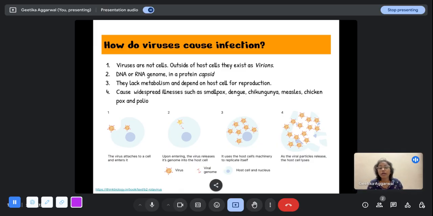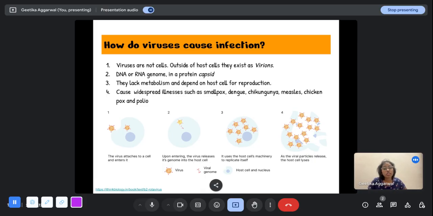So, how do viruses infect a cell? Basically, a virus has certain coat proteins, and the cells have certain cell surface proteins. When the virus recognizes these cell surface proteins, it attaches to the cell and then enters it, mostly encapsulated in an endosome. Upon entering, the capsid gets removed and the virus genome gets released into the host cell.